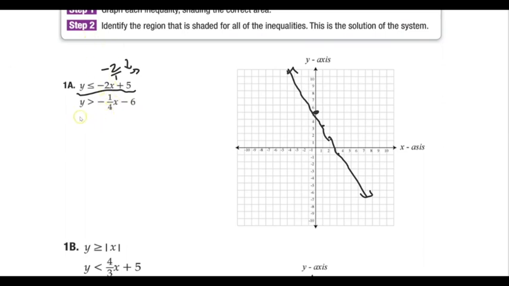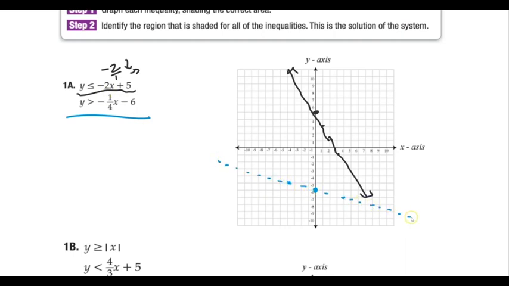And this next one here, just graph this next one. This is y is greater than negative 1/4 of x minus 6. Negative 6, my y-intercept down there. Negative 1/4, so I'll go down 1 over 4. 1, 2, 3, 4. Down 1 over 4. 1, 2, 3, 4. You actually go the opposite way too. Left 4, up 1. Same thing. This one is dashed or dotted.